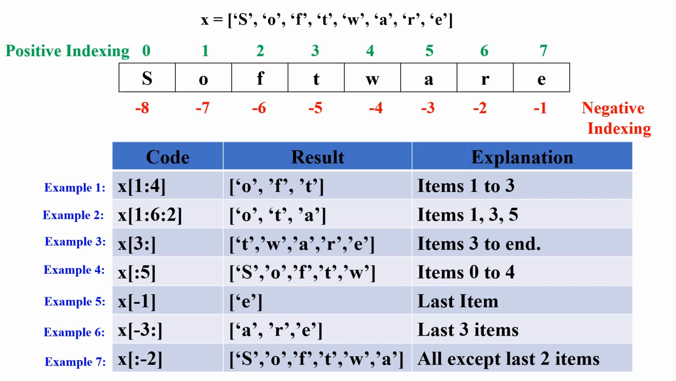Now, look at example 7. x[:-2]. This expression represents a slice of the list x from the beginning to the second to last element. Start value is not given, so default value is 0. Stop value is minus 2 exclusive and hence stop value is minus 3. It excludes the last 2 elements, R and E. So all except the last 2 items are sliced. Hence the output is SOFTWA.